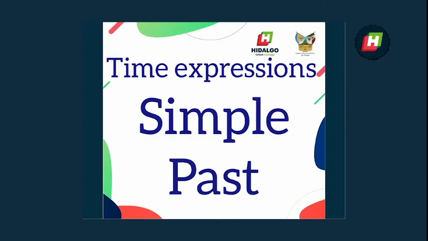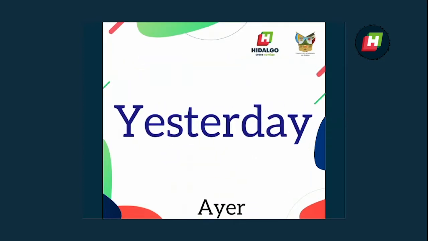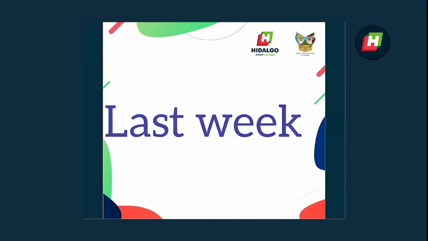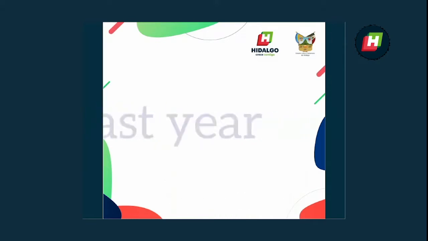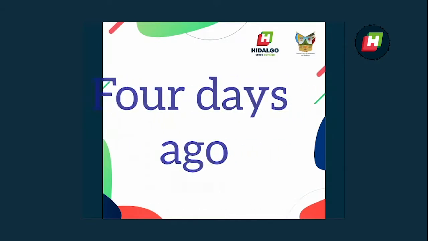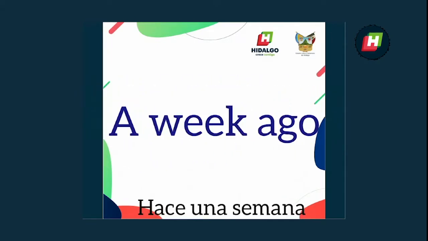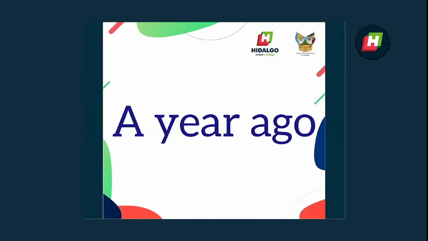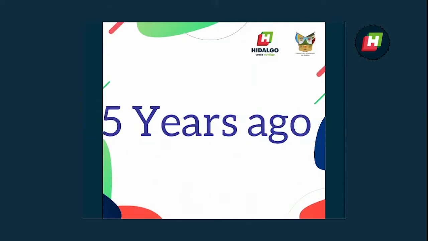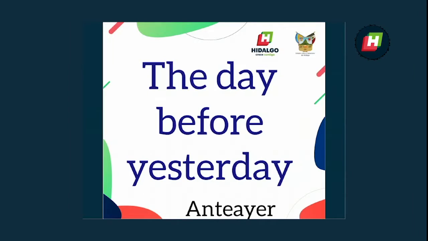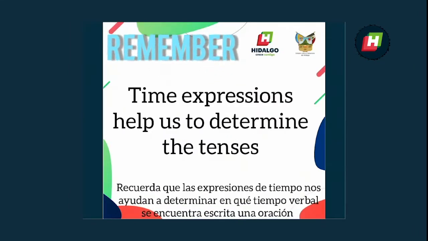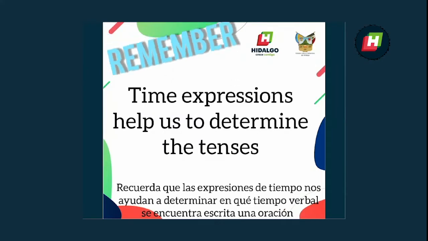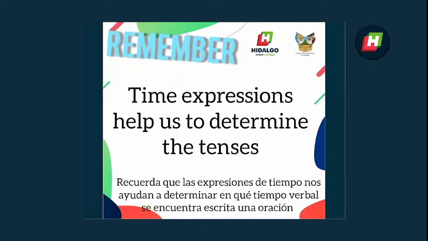Now, let's see some in simple past. Yesterday, last week, last month, last year, 4 days ago, a week ago, a year ago, 5 years ago, the day before yesterday. Remember that the expressions of time help us to determine in which verb tense a sentence is written.